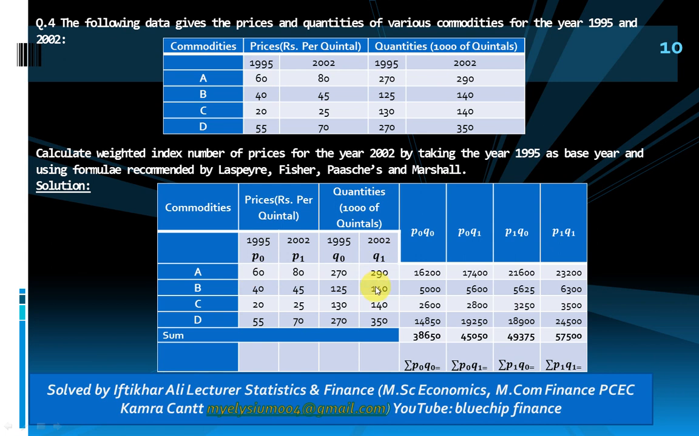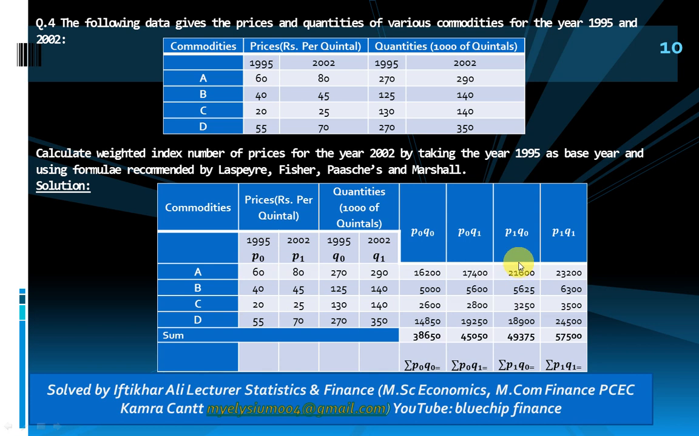All these are indicated here. After that, it is very simple to understand and calculate P0 Q0. It means we simply multiply P0 with Q0. So 270 multiplied by 60, 125 multiplied by 40, 130 multiplied by 20. Similarly, for P0 Q1, 60 multiplied by 290, 140 multiplied by 40, 140 multiplied by 20.